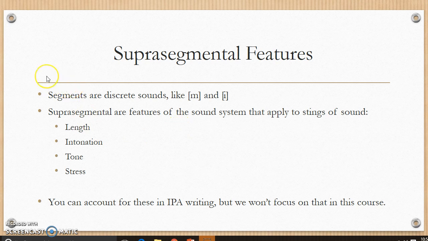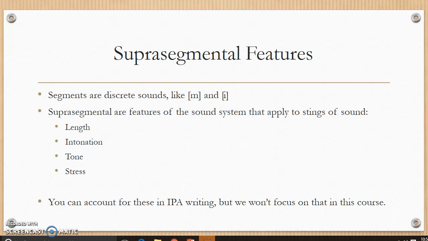Now, we can also describe speech sounds using suprasegmental features. So our discrete sounds are all those sounds on the IPA chart, but a lot of sounds go even further into specification. So the length that we use them, the intonation, our tone, our stress when we're producing them. And you can account for all of these in IPA writing. It's a very detailed process.